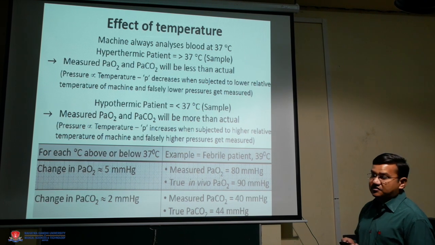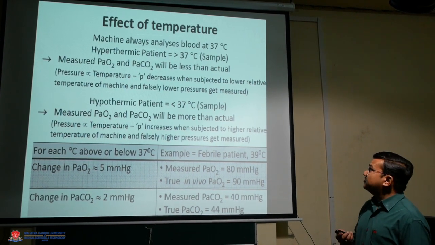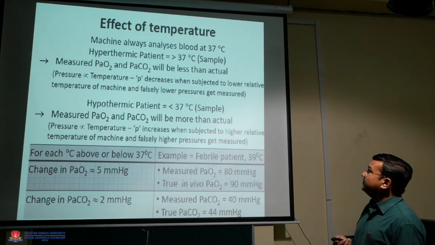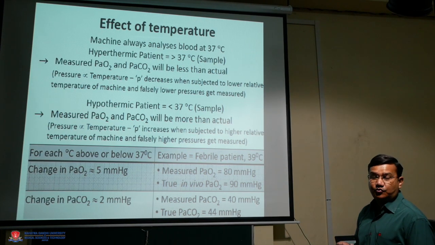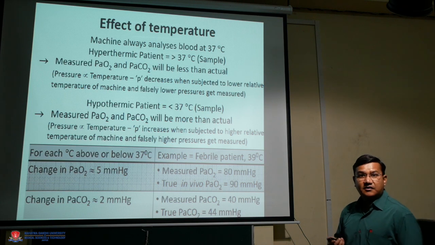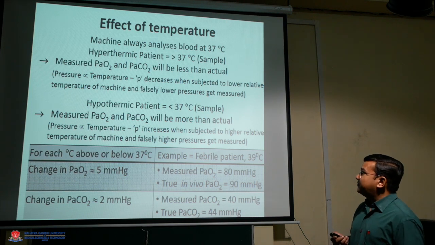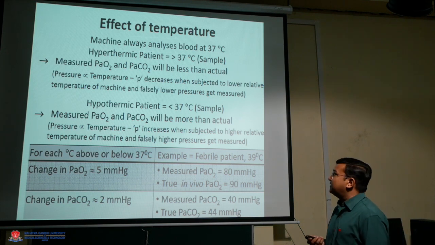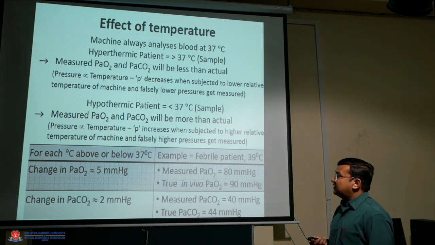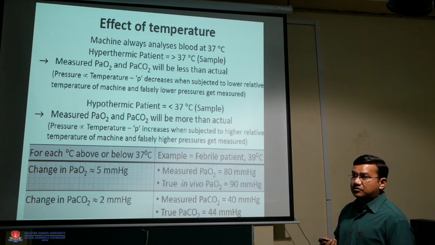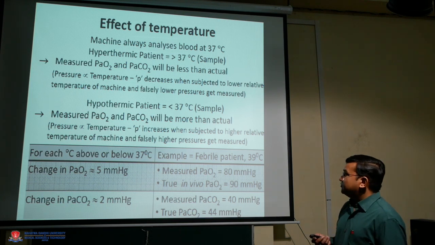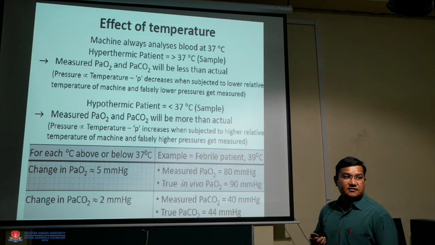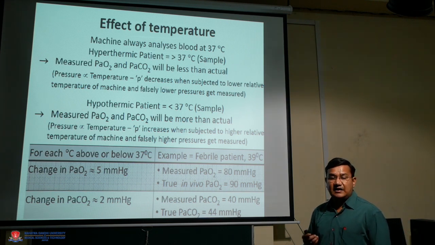If the patient is hyperthermic, the temperature of blood is more than 37 degrees centigrade, so the measured PO2 and PCO2 will be less than the actual PO2 and PCO2 if temperature correction has not been done in the machine. If the patient is hypothermic, that means the temperature of blood is less than 37 degrees centigrade, then the measured PO2 and PCO2 will be more than the actual values. So it is very important that we enter the patient's temperature in the analyzer.